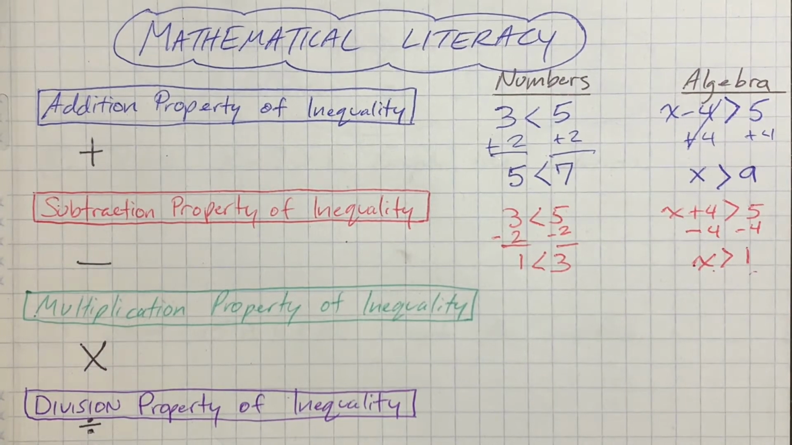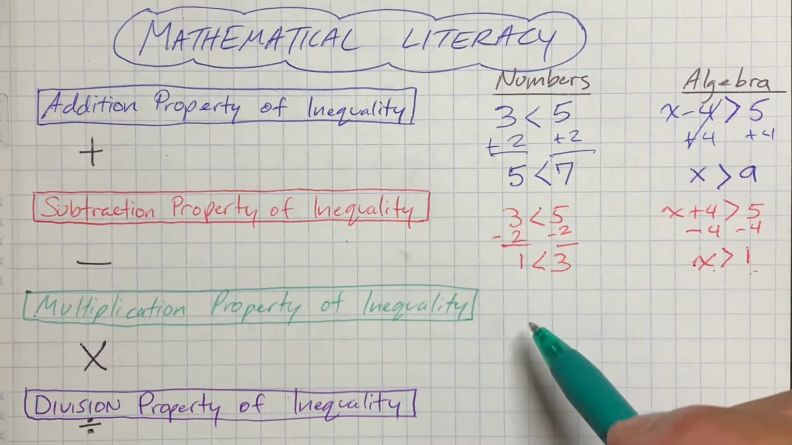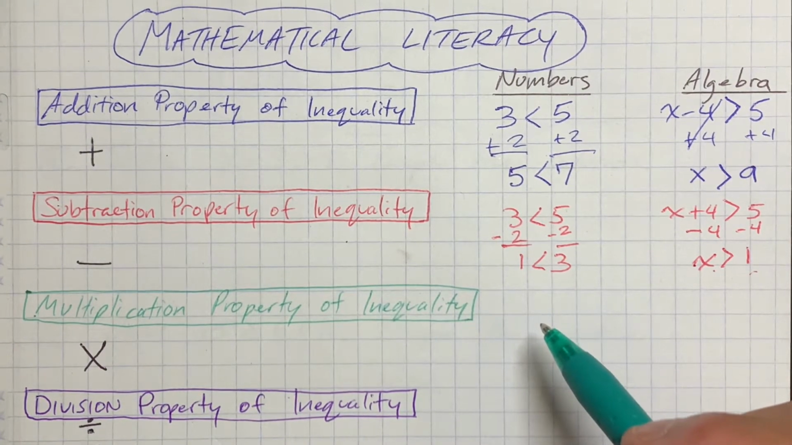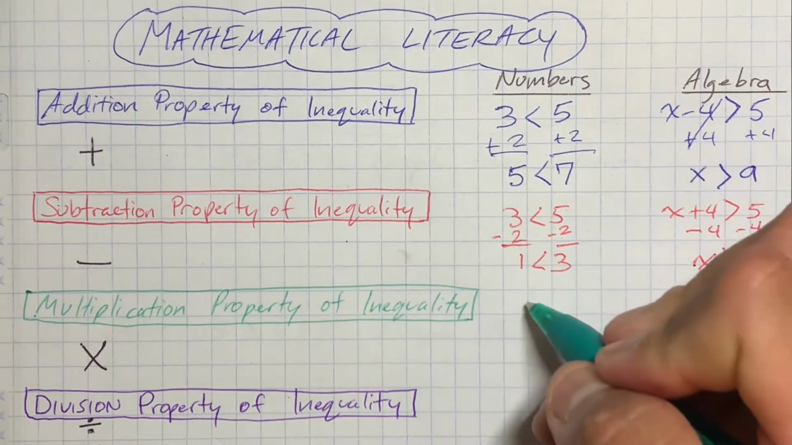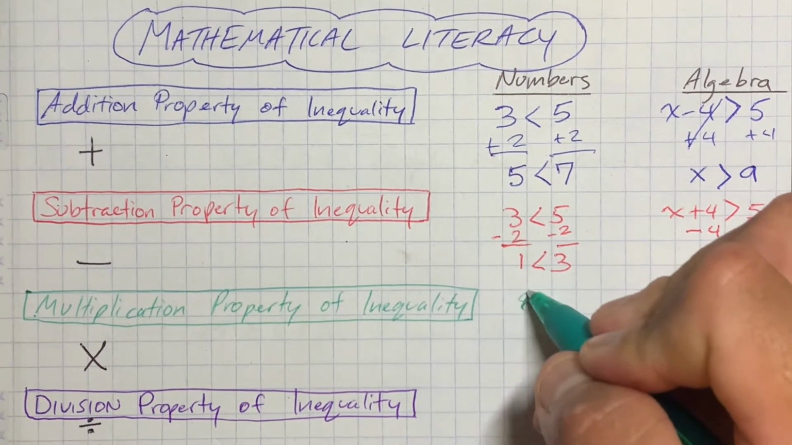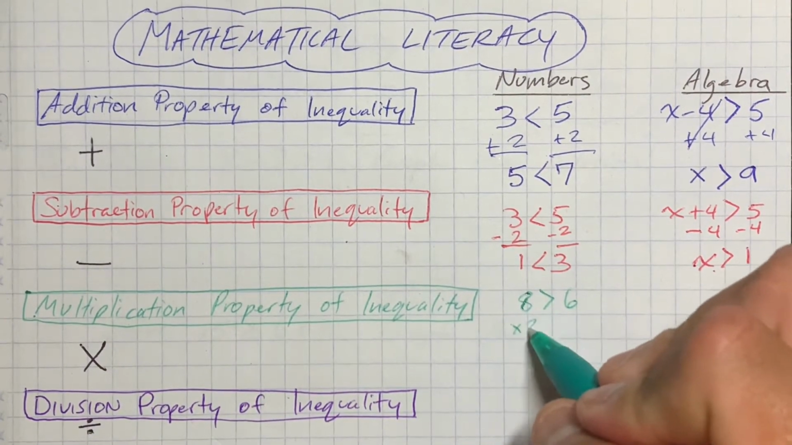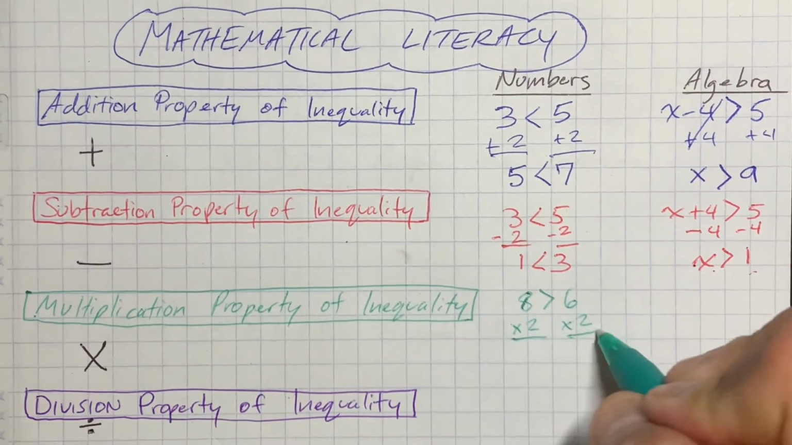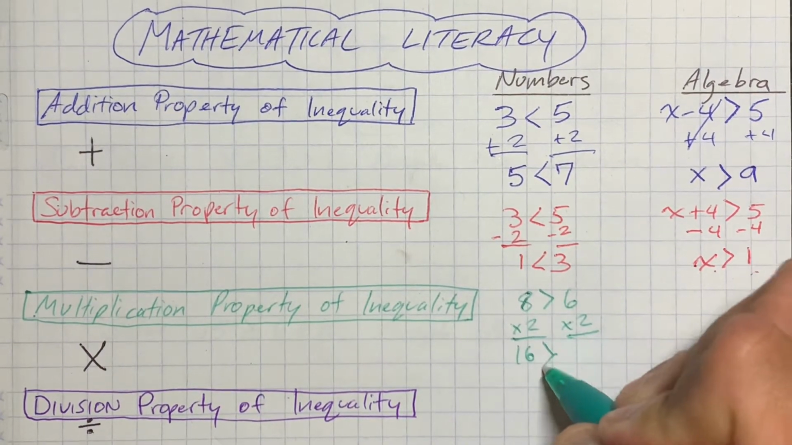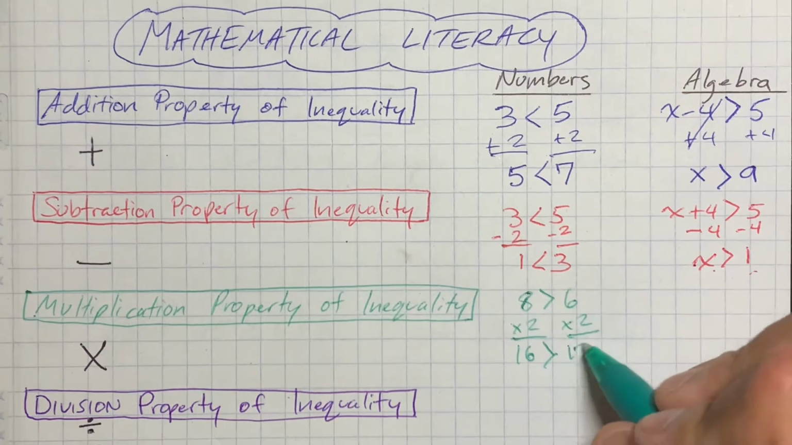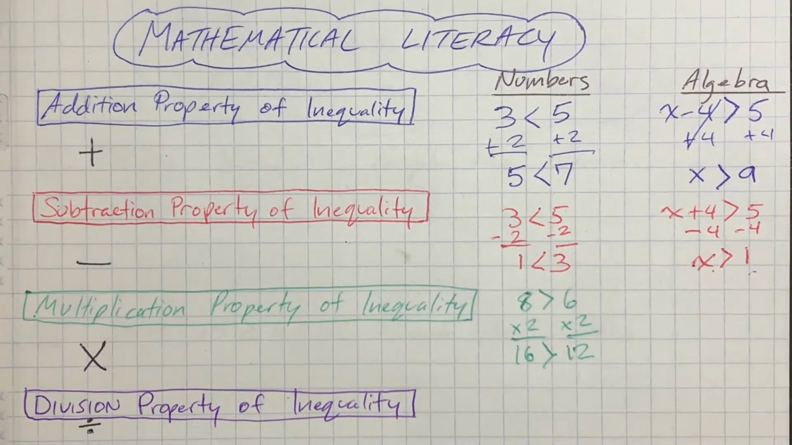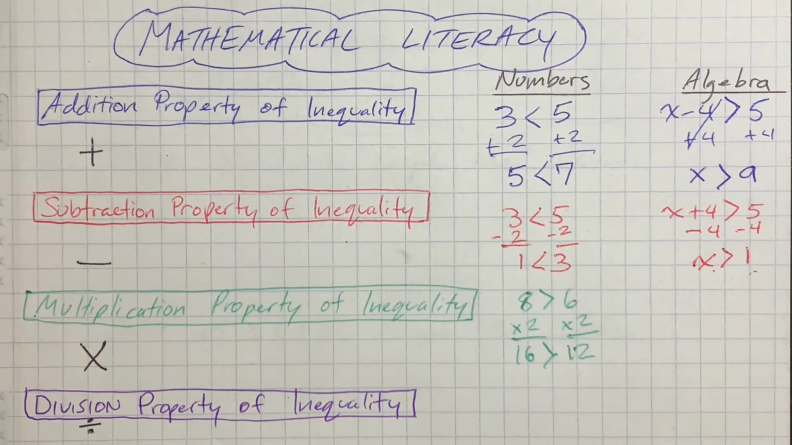Now with the multiplication property of inequality, same thing. When you multiply each side of an inequality by the same positive number, the inequality remains true. For an example, numerically, if we have 8 is greater than 6, and if we multiply just for fun by 2, 8 times 2 equals 16, that's still going to be greater than 6 times 2 equals 12. So that remains true with the multiplication property of inequality.